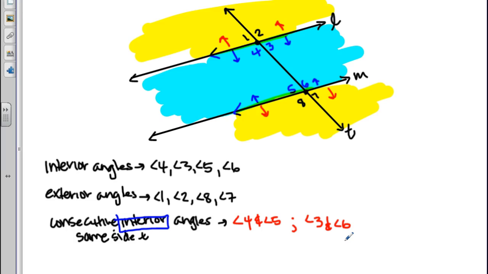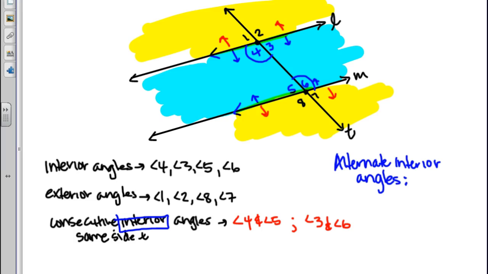All right, alternate interior angles. So what do you think alternate means? Alternate interior, we already know what interior means: inside the parallel lines. All right, alternate. We are going to alternate the transversal. So if I start on the left side, I'm going to move over to the right side. Alternate interior angles. And so we're staying on the inside. We know we're in the blue.